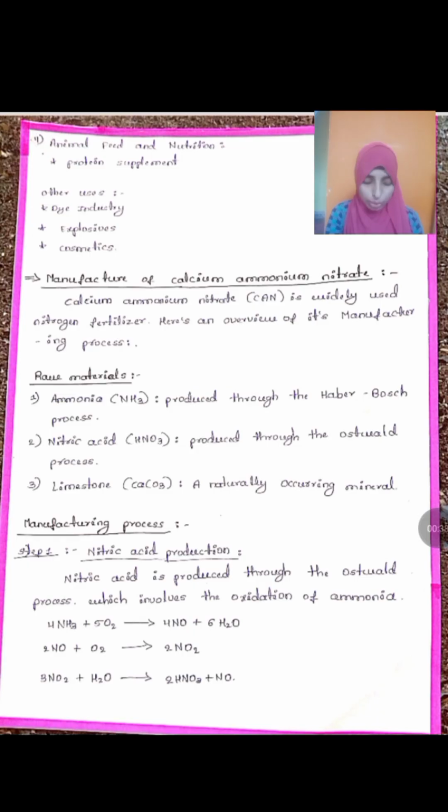Nitric acid is produced through the Ostwald process, which involves the oxidation of ammonia. The reactions are: 4NH3 plus 5O2 gives 4NO plus 6H2O. 2NO plus O2 gives 2NO2. 3NO2 plus H2O gives 2HNO3 plus NO.